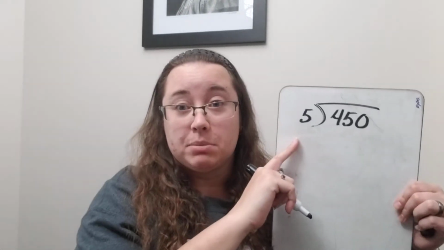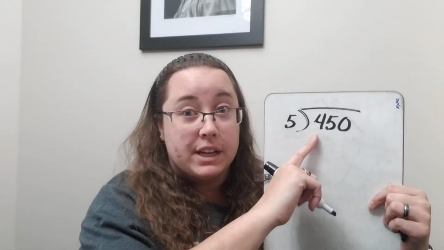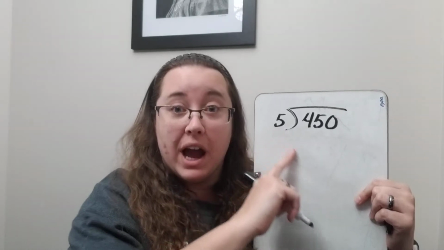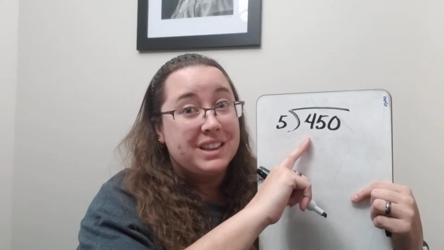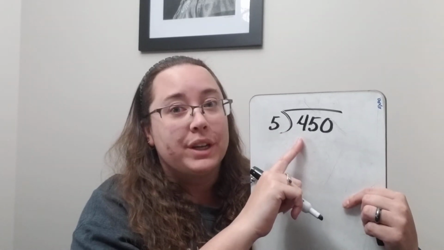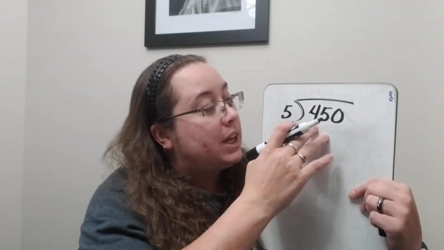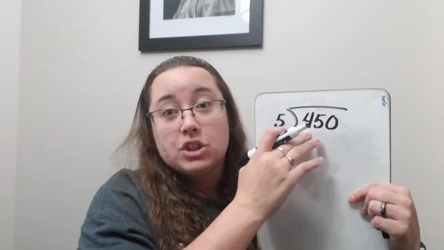We start with the number 5, and we start with the first number in the dividend. How many times does 5 go into the first number? In this case, it's a 4 in the hundreds place. 5 does not go into 4. You cannot fit any 5s inside of 4. So I can't start here.